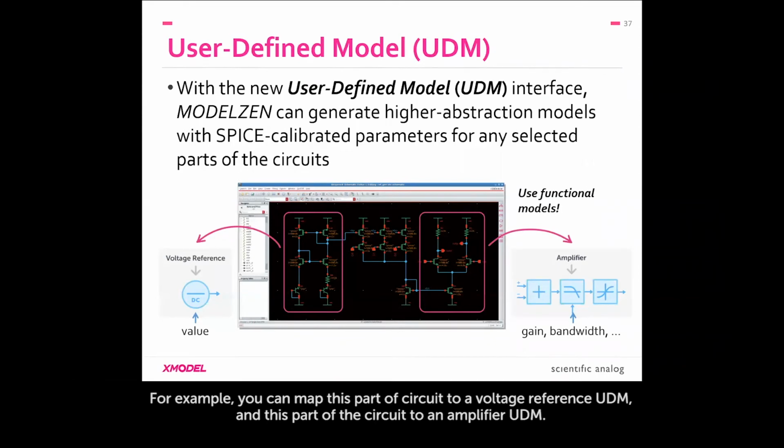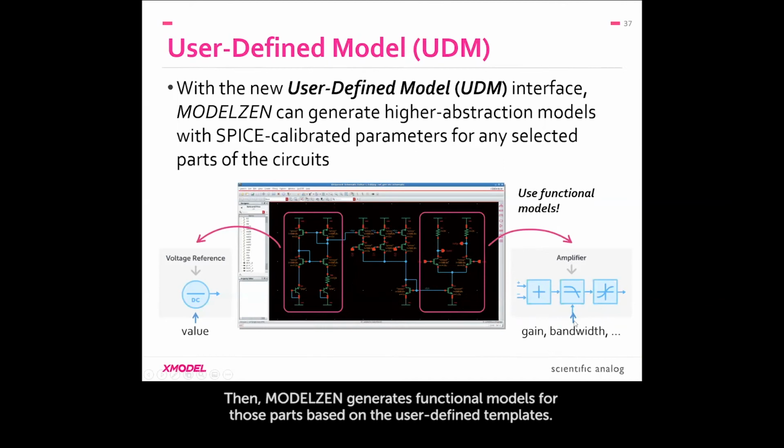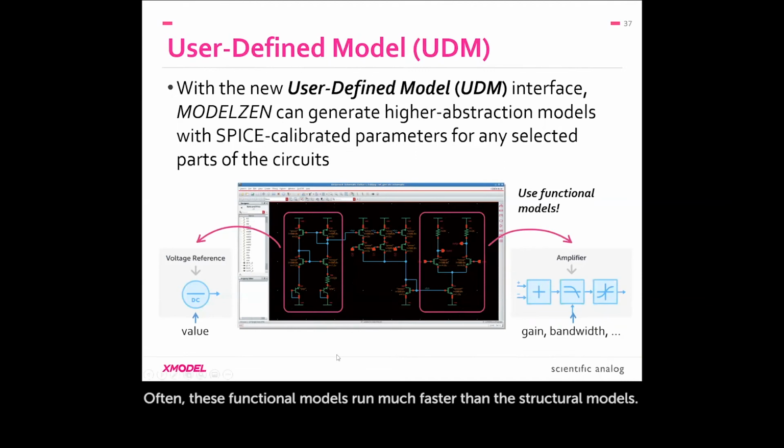For example, you can map this part of the circuit to a voltage reference UDM and this part of the circuit to an amplifier UDM. Then, ModelZen generates functional models for those parts based on the user-defined templates. Often, these functional models run much faster than the structural models.